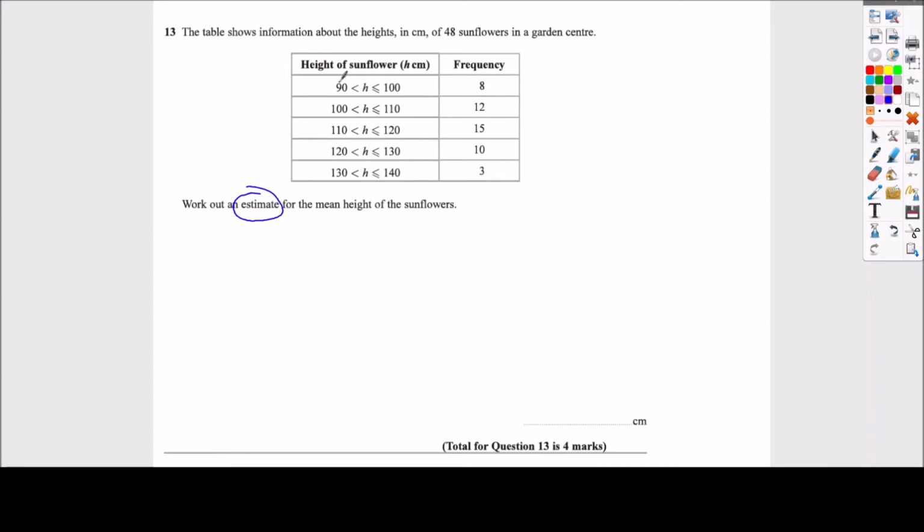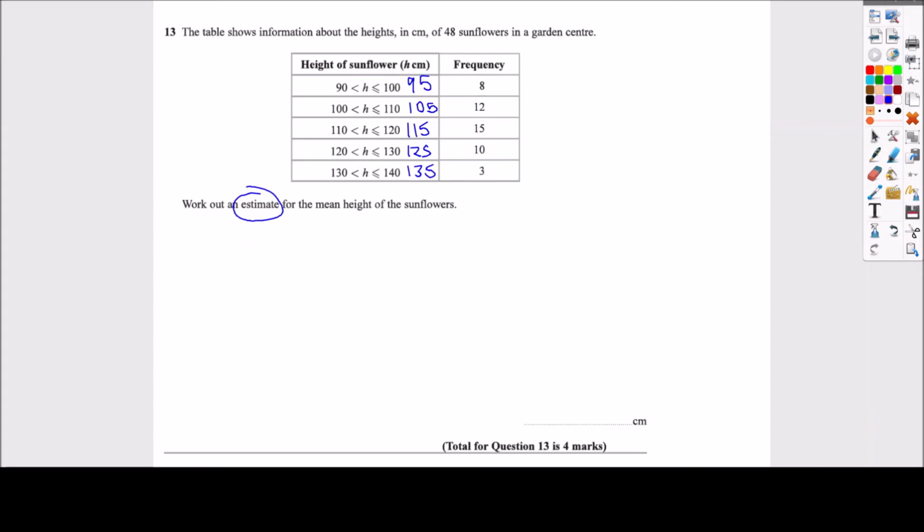So what's half of 90 and 100? That's 95. What's halfway between 100 and 110? That's 105, 115, 125, and 135. So those are the midway points. If you can't just see what the halfway points are, you can just work out the average. So for the top one, you could do 90 add 100, which is 190, divide it by 2 to give you the 95.